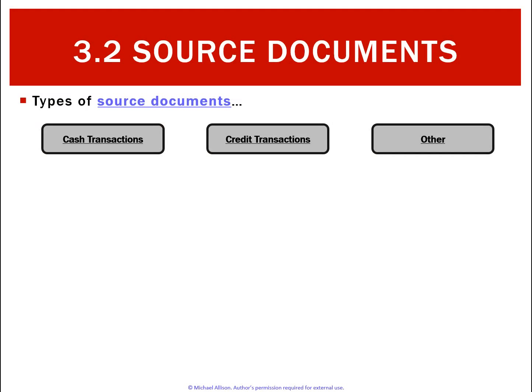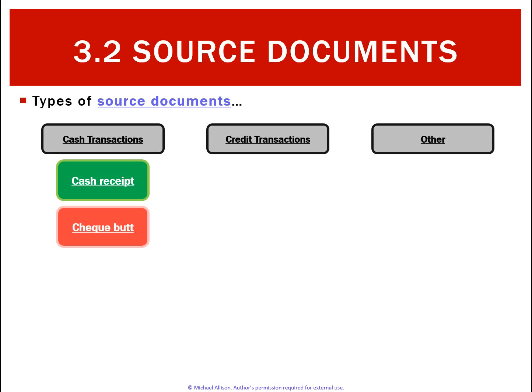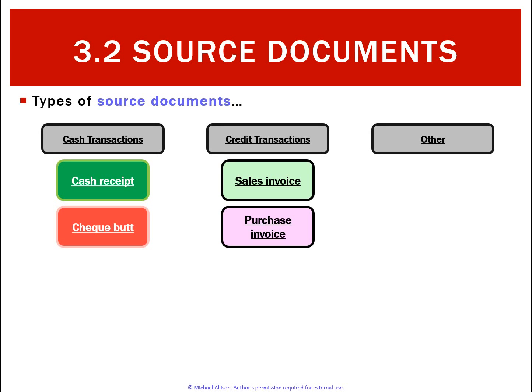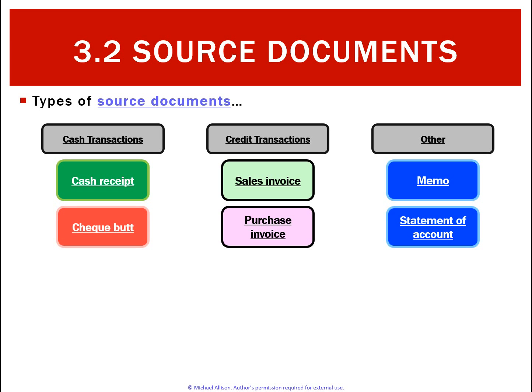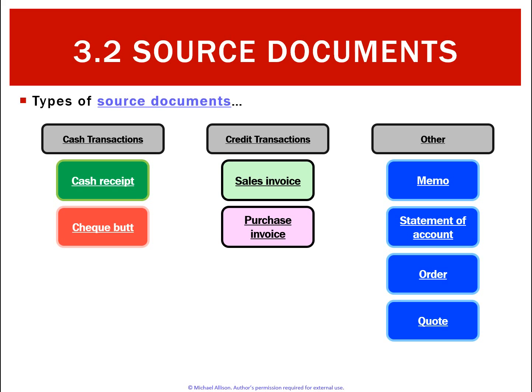So the rest of the chapter will be spent going through the different types of documents that we'll need to process as we go through the course. So under cash transactions we'll have cash receipts and check butts. For credit transactions, we'll have sales invoices and purchase invoices, and then we'll just have another category that we'll call other. So other odds and ends that we'll need to process could be memos, statements of accounts, orders, and quotes.